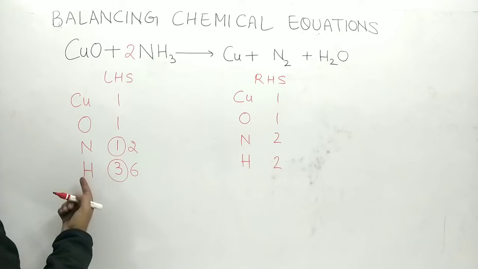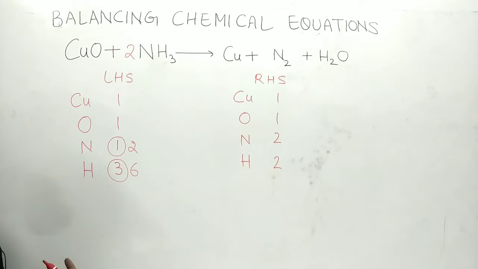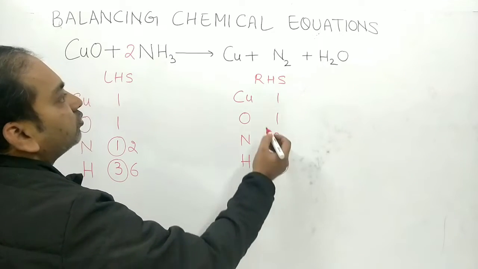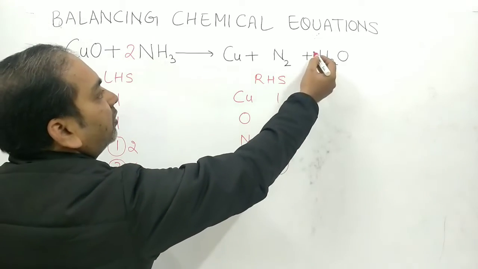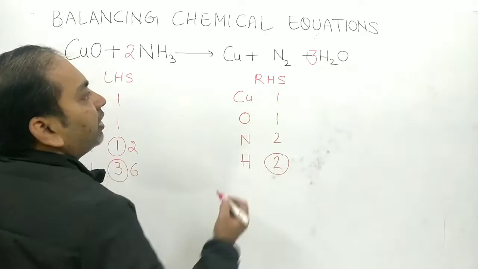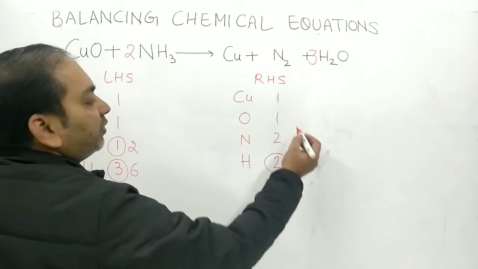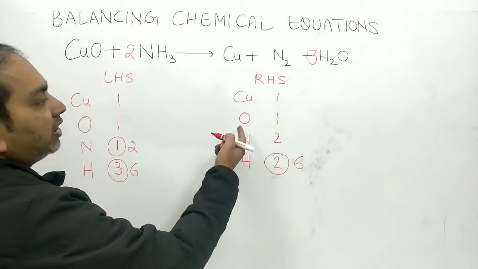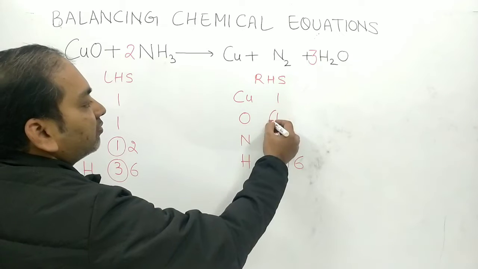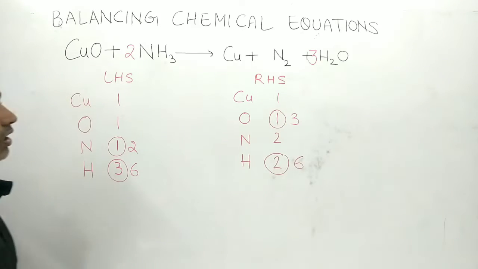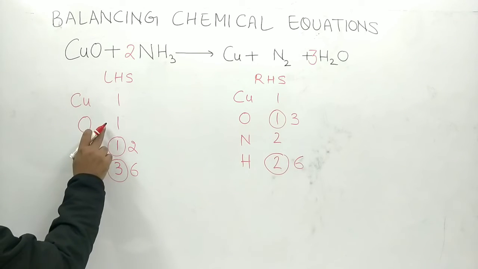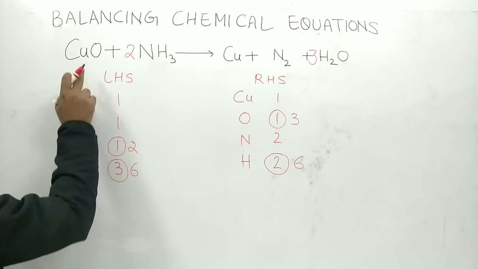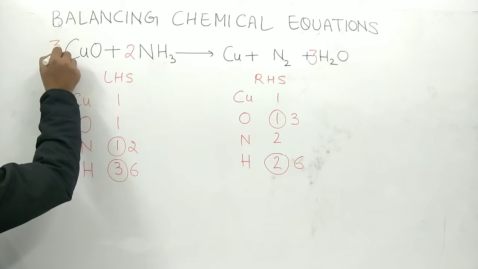Now we need to balance this hydrogen atom. So how can we make this 6? Just simply, this 2 here, this is H2, we need to multiply by 3. If I multiply by 3, then this hydrogen becomes 6, but at the same time the oxygen increases. Initially it was 1 atom, now there are 3 atoms. So this is again unbalanced, and I have to balance the oxygen. How can I make it 3? This is oxygen, here 3.